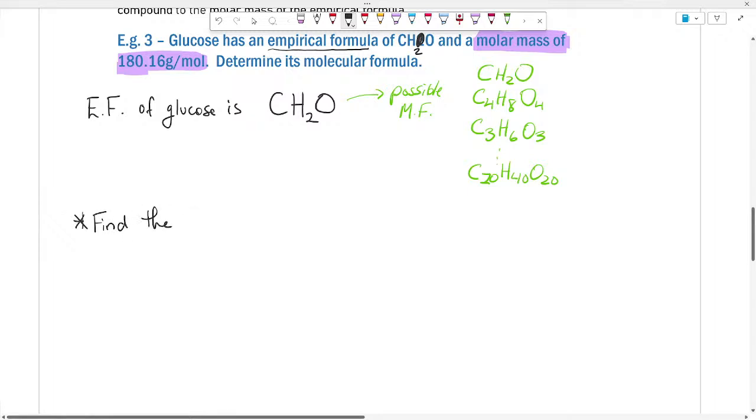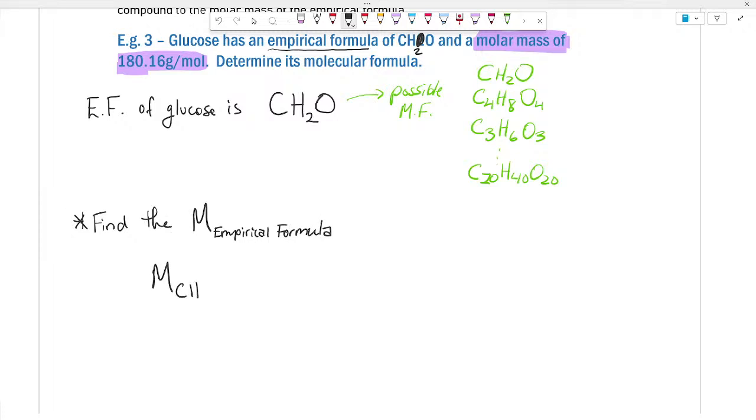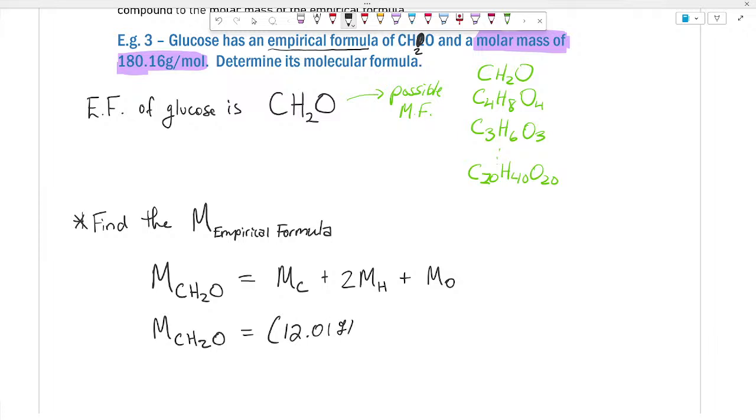Find the molecular weight of the empirical formula. So what would the molecular weight of CH2O be? Well, that would be the molecular weight of carbon plus 2 times whatever hydrogen weighs plus whatever oxygen weighs. And that's fairly trivial to do because carbon weighs 12.01 grams per mole, right?